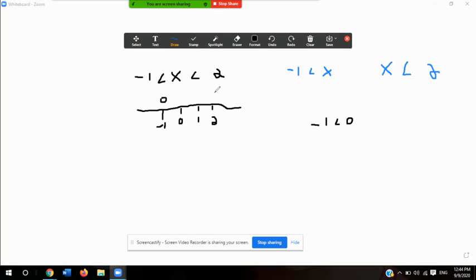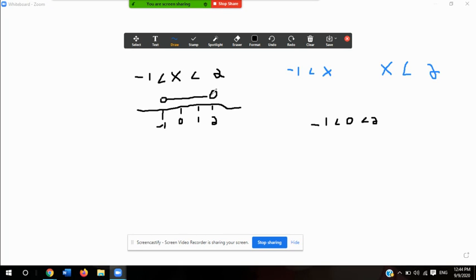But it's also telling me that x has to be smaller than 2. Is 0 smaller than 2? Yes, it is. So that means that my graph is going to start at negative 1, and it's going to move till I reach a number smaller than positive 2. It's not going to go beyond that.